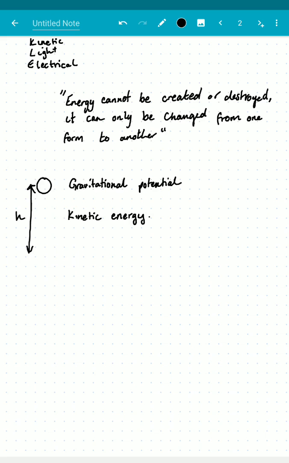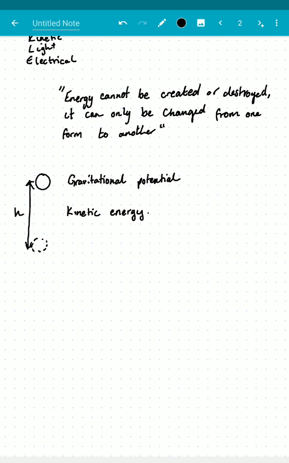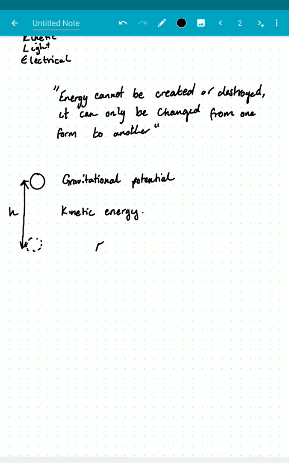Now, in physics, we tend to assume that there's no energy lost to friction in this sort of instance, so we're going to assume that there's only these two energies involved, okay? Which means that immediately before the ball hits the ground, all of the potential energy will have changed into kinetic energy. All of it. So, in that case, our potential energy at the top will be equal to the kinetic energy at the bottom.